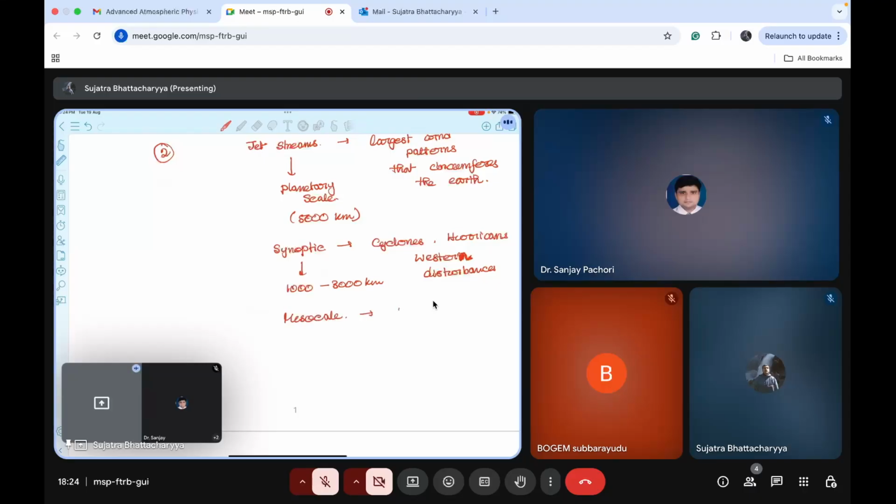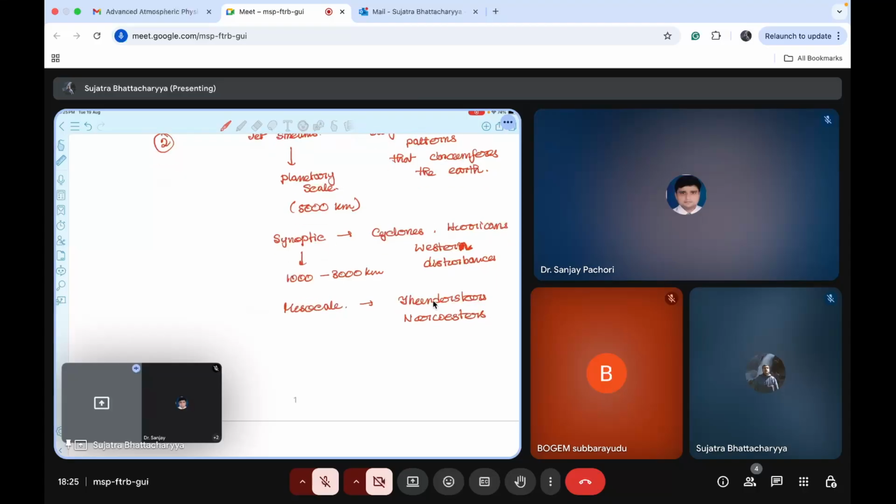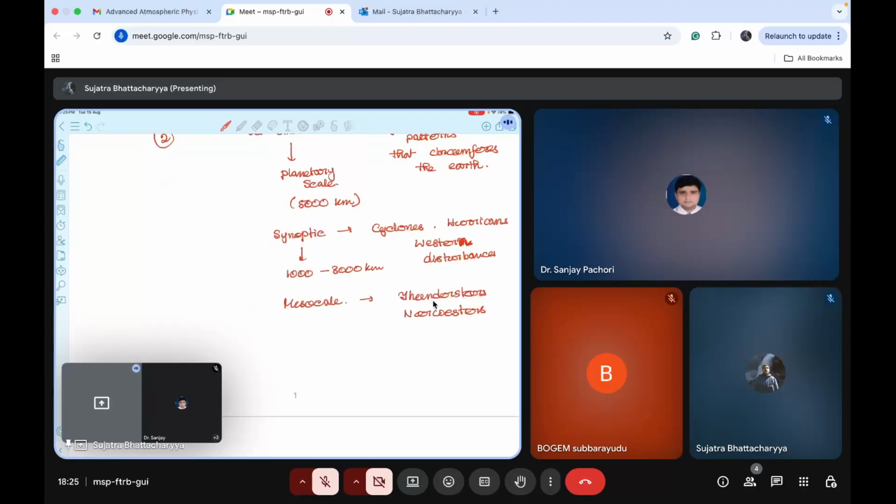Mesoscale is like thunderstorms. Then there is another event called the nor'westers. Nor'westers, particularly those from the eastern parts of India, they face it more. In the northeast and east, just before the onset of the monsoon, like April and May, typically a series of thunderstorms forms. Those are called the nor'westers, the Kalwesters.